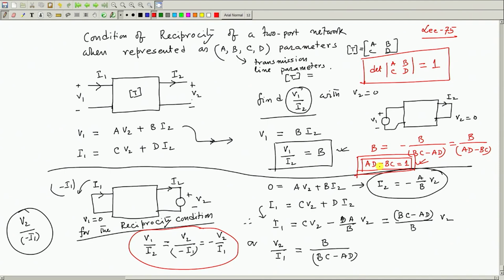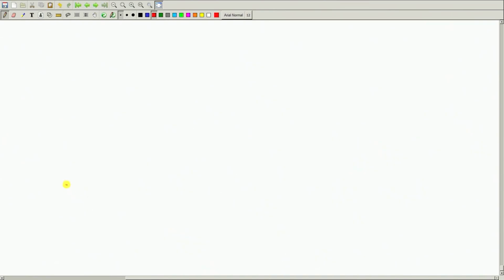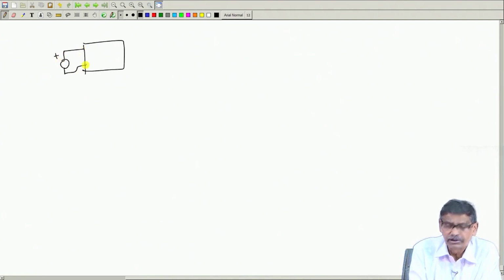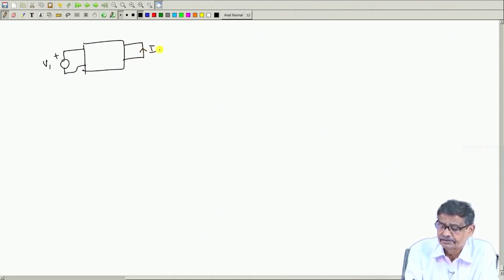See, regarding the reciprocity property, one should not be under any doubt about this step, that is what I am telling. If somebody says here is a network, and you apply a voltage here V1, forget about the two port network, V1 you have applied, and you record this current in this direction I1.